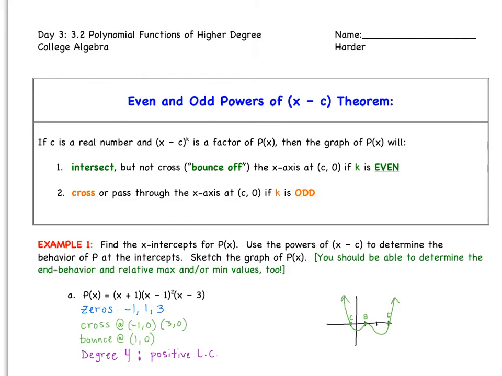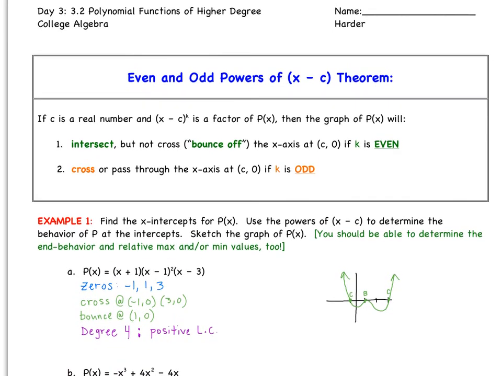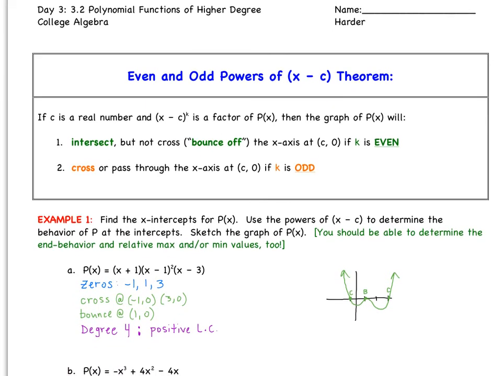Okay, so let's look at this first example of sketching a possible graph of this polynomial. We're going to find the x-intercepts for the polynomial p of x. We're going to use the powers of those factors to determine the behavior at those intercepts. Then we'll sketch the graph. We should be able to determine the end behavior, and the max and min values later on if we were to use our calculator.